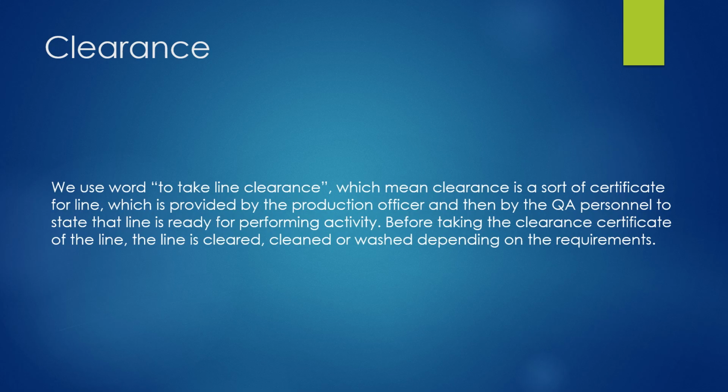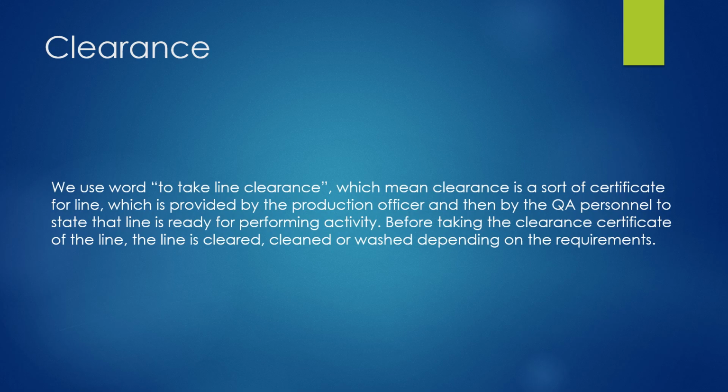Clearance. We use the word "to take line clearance", which means clearance is a sort of certificate for the line, provided by the production officer and then by the QA personnel, or quality assurance personnel, to state that the line is ready for performing activity. Before the clearance certificate is given, the line is cleared, cleaned, or washed depending on the requirements. The word itself says to remove, to clear the things. So to take line clearance means to take clearance for the room or area that is going to be used for the next product.